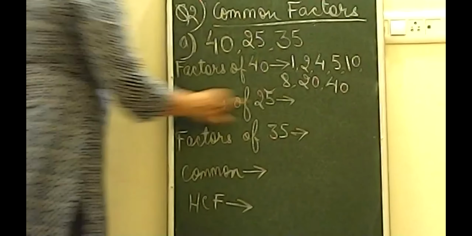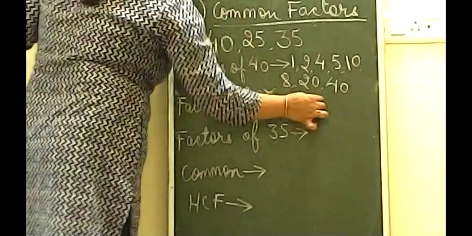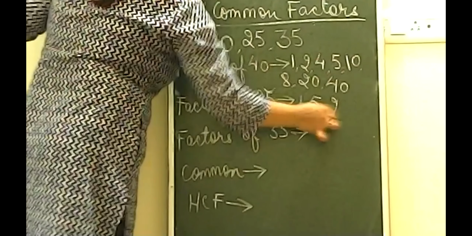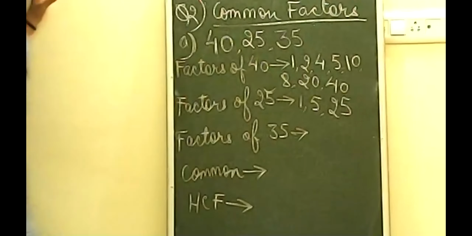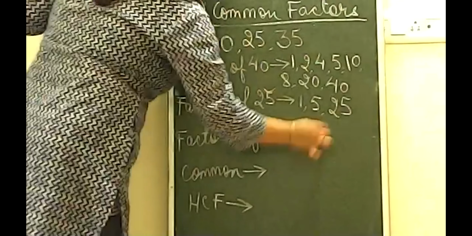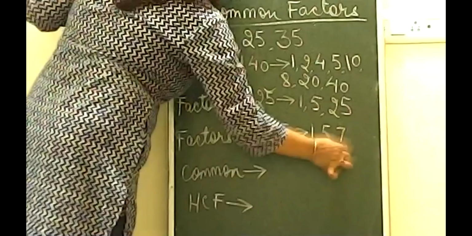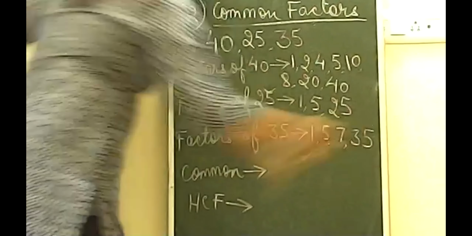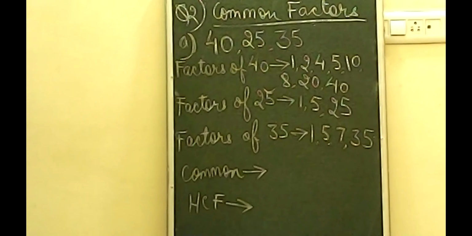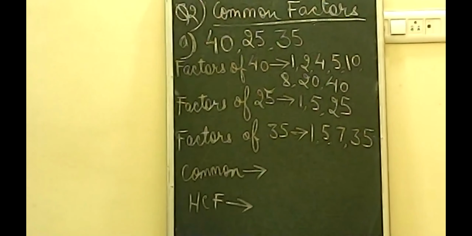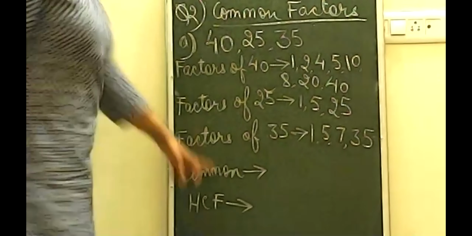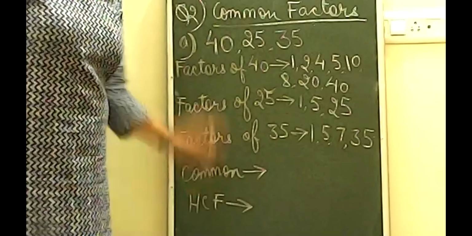Now let's move to the factors of 25. 1, 5 and 25. Now move on to the factors of 35. 1, 5, 7 and 35. Now I have written the factors of all three numbers. Now move on to the next thing, common. The last thing will be common.